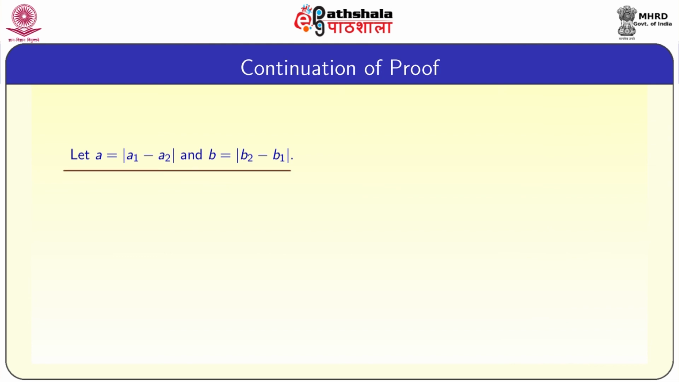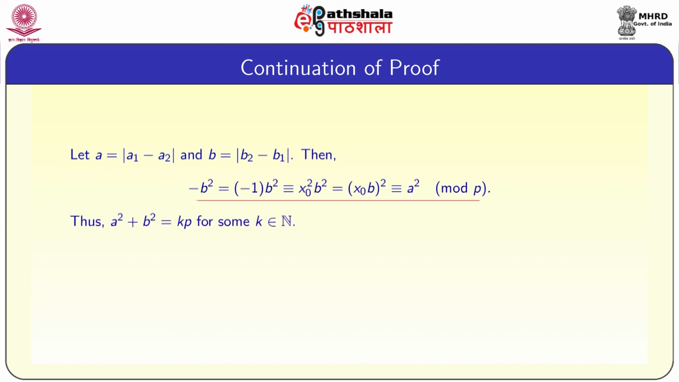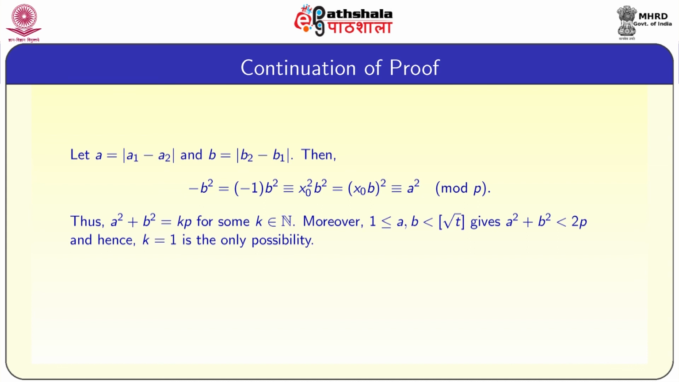So, let us take a equal to the modulus of a1 minus a2 and b equal to the modulus of b2 minus b1. Then minus b square, which is equal to minus 1 into b square, is congruent to x naught square into b square, which is x naught b whole square, or a square modulo p. Thus, we have a square plus b square equal to kp for some k belonging to N. Moreover, 1 is less than or equal to a, b less than root p gives us that a square plus b square is less than 2p, hence k equal to 1 is the only possibility.